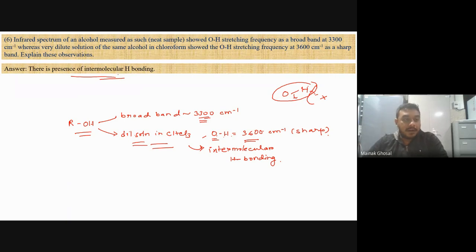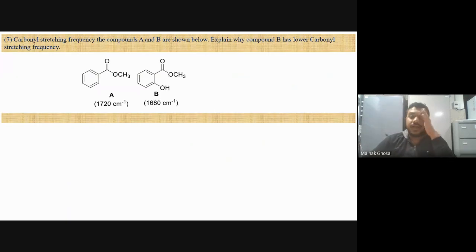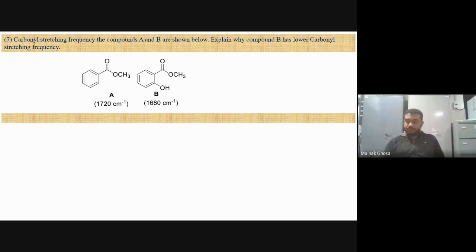Okay. Carbonyl stretching frequencies of the compounds A and B are shown below. Explain why compound B has lower carbonyl stretching frequency. I think now, given how much I have discussed about carbonyl stretching, you will be able to answer that. What was the answer? Hydrogen bond. Because of hydrogen bonding. In which case? B structure. B.